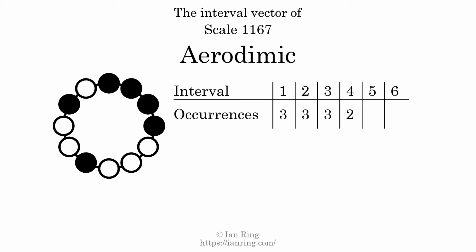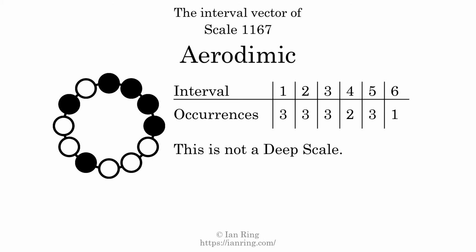There are 2 intervals with the size of 4 semitones. They are here, and here. There are 3 intervals with the size of 5 semitones. They are here, here, and here. There is 1 interval with a size of 6 semitones. It is here. Each interval does not appear in this scale a unique number of times, so this is not a deep scale.